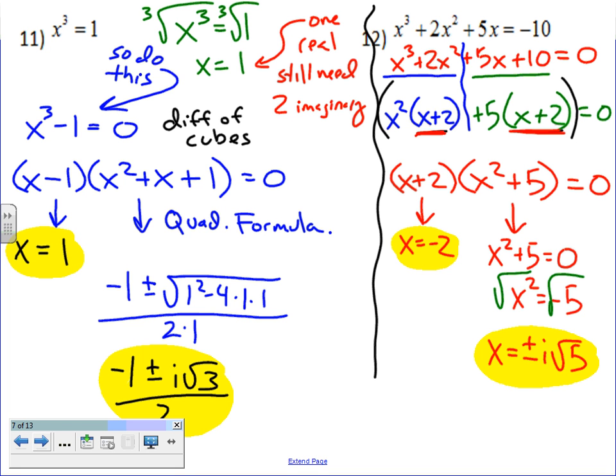So what method do we do now? It's difference of cubes. Move the 1 over to the other side. You have x cubed minus 1 equals 0. That's a pattern. Difference of cubes pattern. Go ahead and set it up.